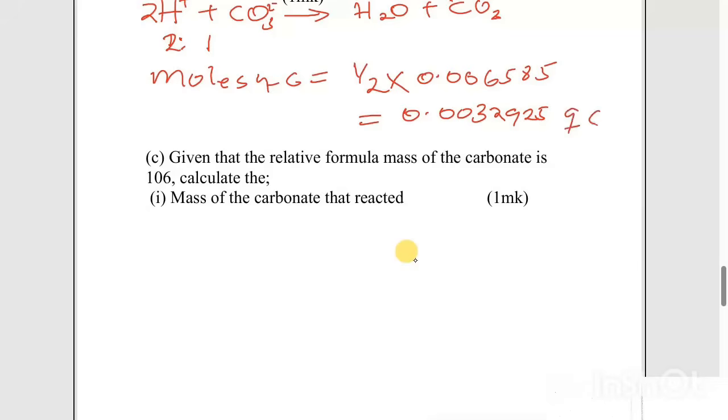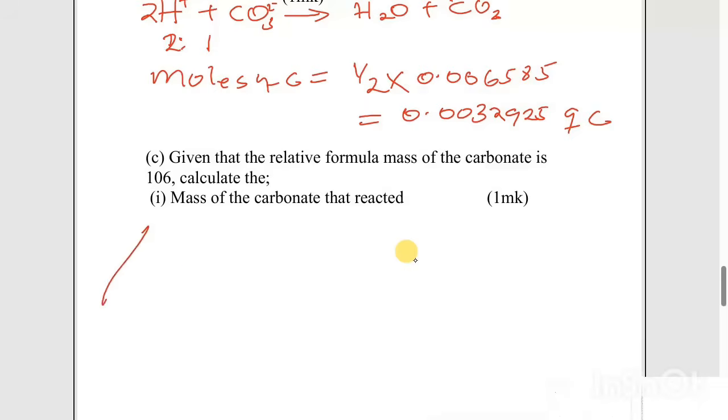Very important. This is the number of moles of C, the carbonate C. Given that the relative formula mass of carbonate C is 106, calculate the mass of the carbonate that reacted. So RFM, we have been given the RFM. So how do you get the mass?